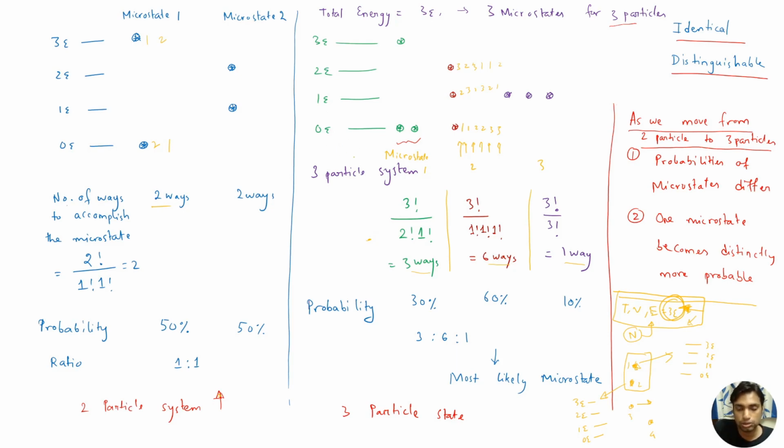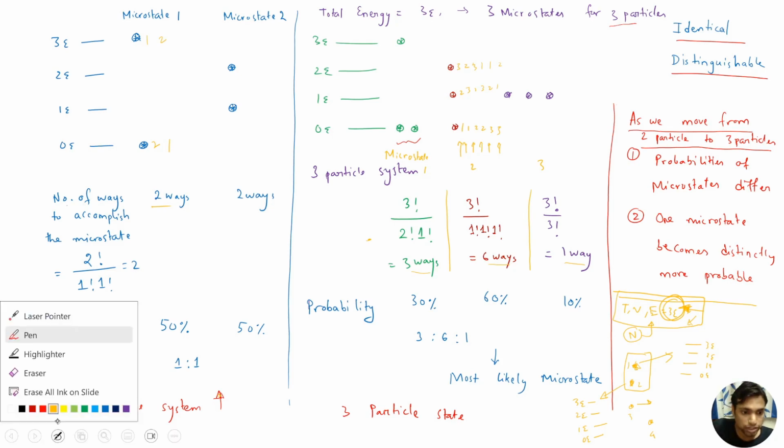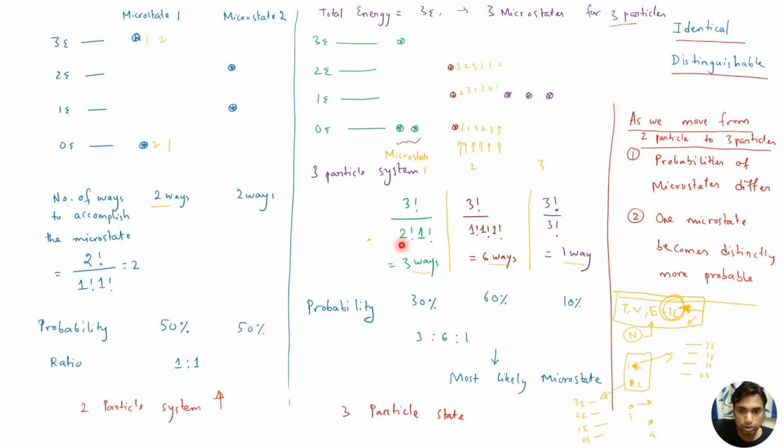The total number of ways in which the microstate can be obtained is 3 plus 6 plus 1, which is 10. So out of 10 ways, in 6 ways the particles can be in configuration 2. So this is the most probable microstate. You got it, right? Why is this the most probable microstate?